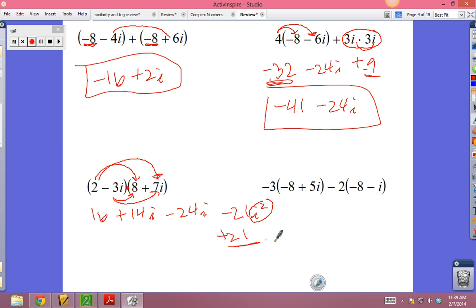So this positive 21 is going to match up with the 16. So now that is going to give us a total of, is that 37? 37 reals. And your imaginaries, you got 14 and a minus 24. Minus 10 imaginaries.